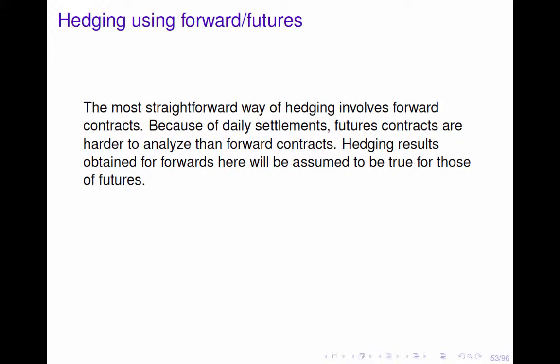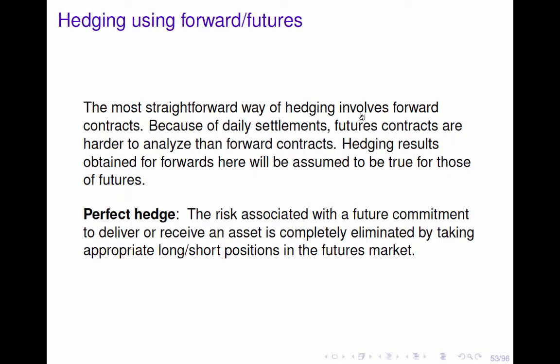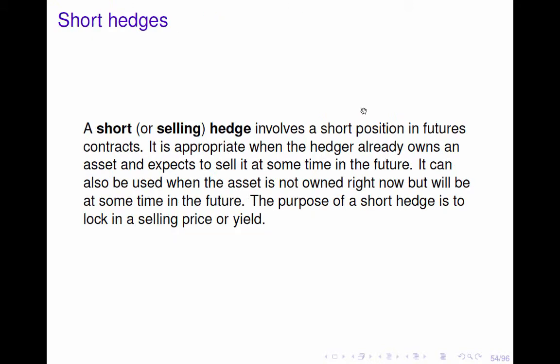While hedging using forward is straightforward, due to the daily settlement, the futures are harder to analyze. Therefore, here we assume that the hedging results obtained for forwards will be true for those of futures as well. We start with perfect hedge, just as the example of the wheat contract, where the risk associated with a future commitment to deliver or receive an asset is completely eliminated by taking appropriate long or short positions in the futures market. First, let's talk about short hedges.